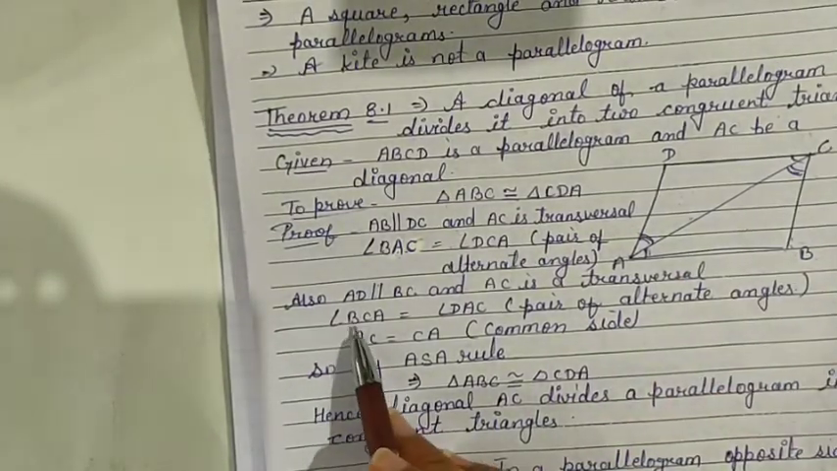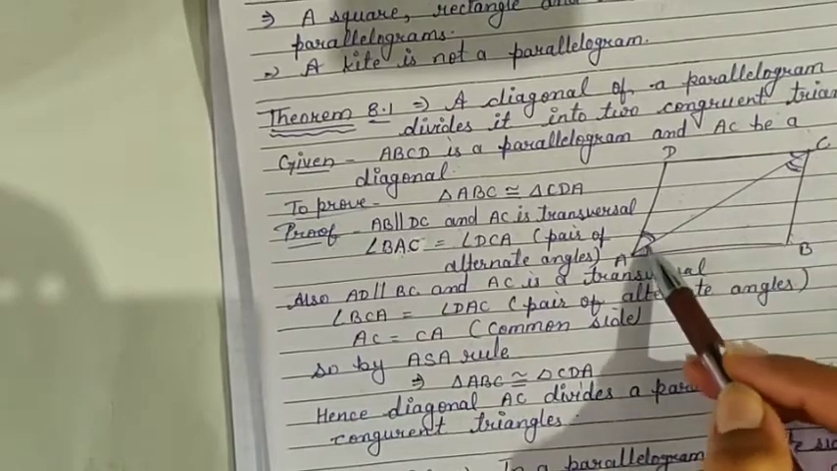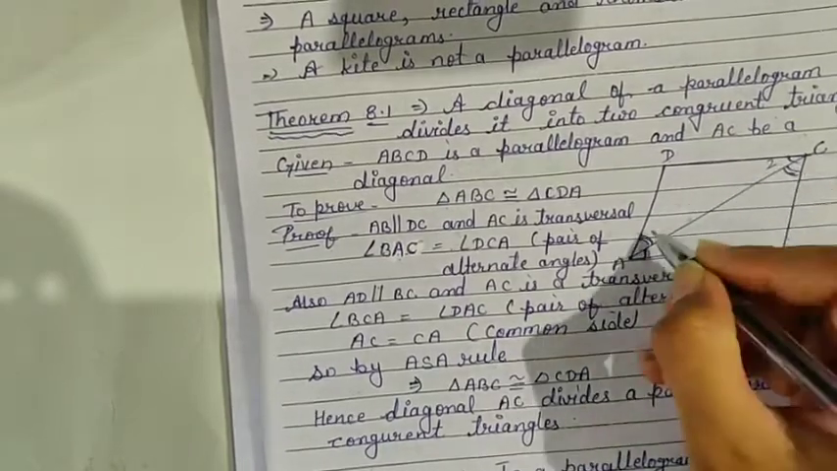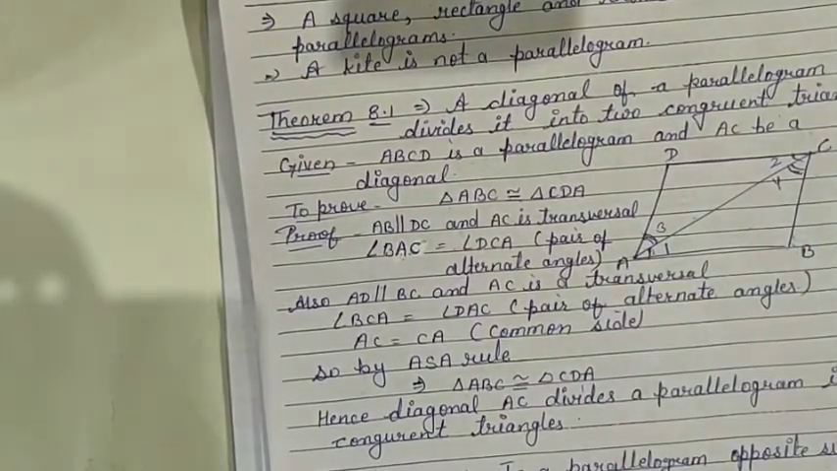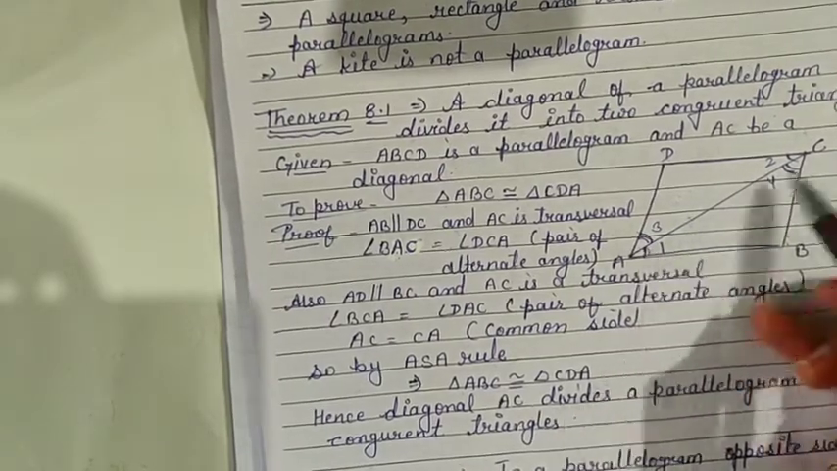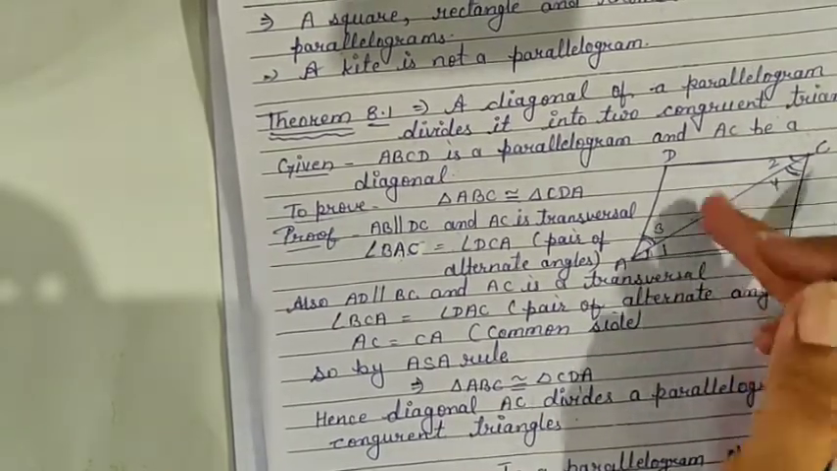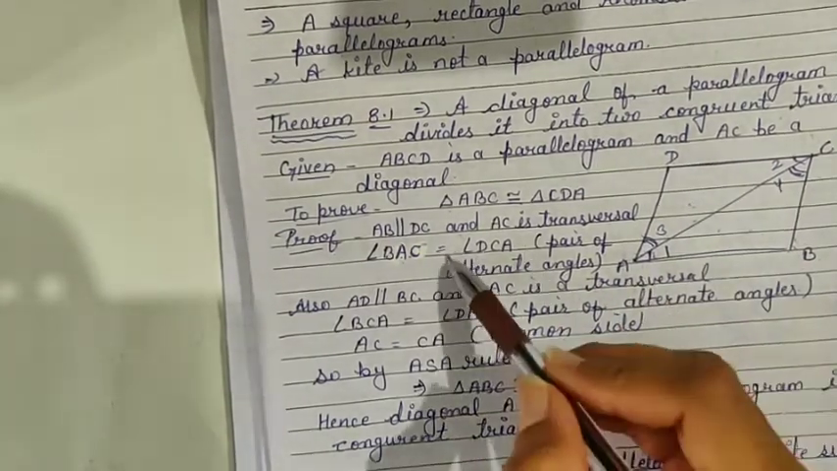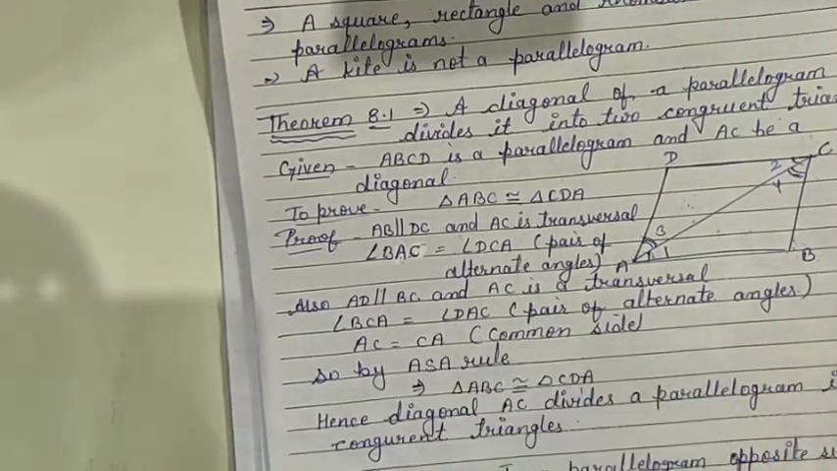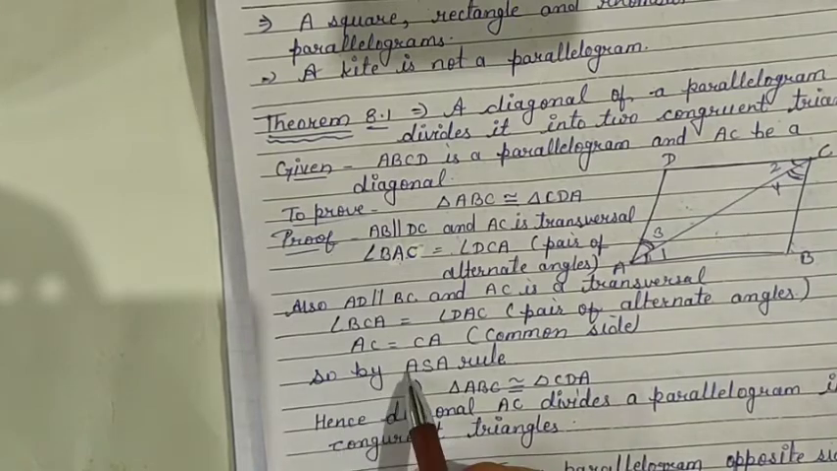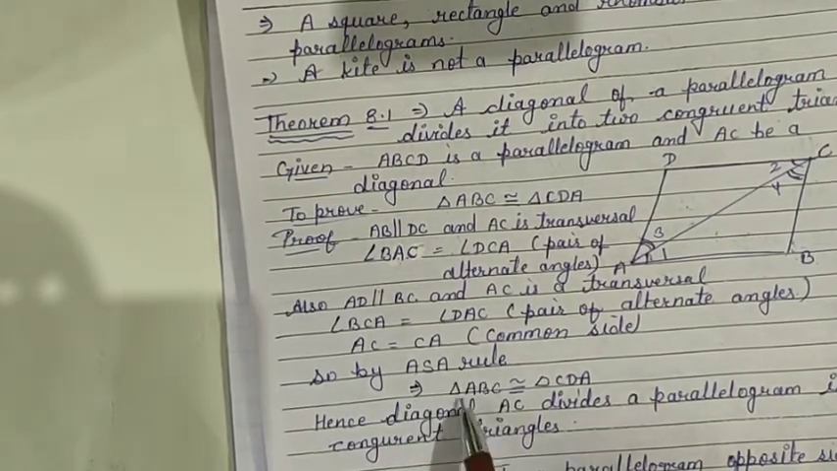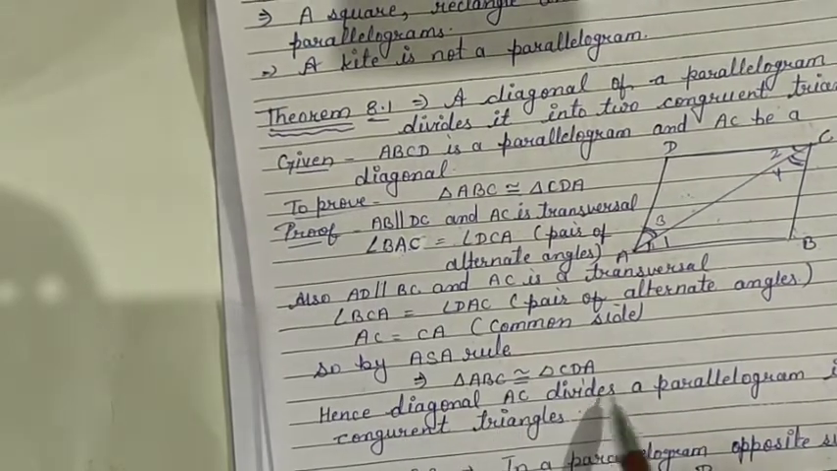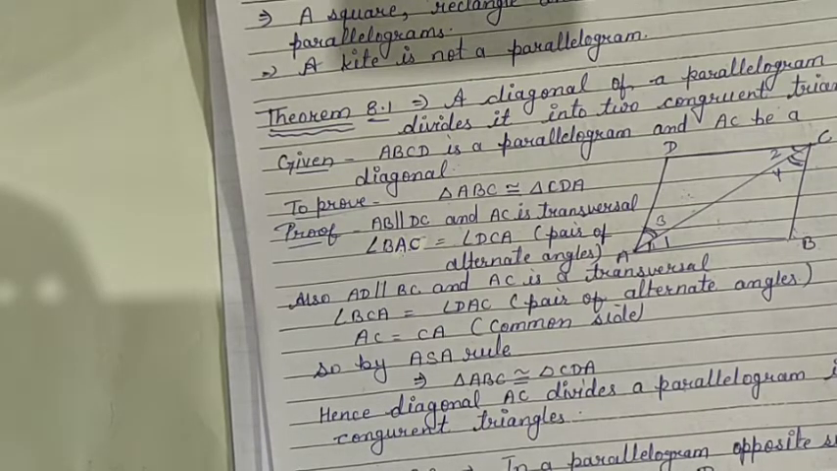It means angle BCA equals angle DAC. Angle 1 equals angle 2 and angle 3 equals angle 4. And AC equals AC, because this is the common side of these two triangles. So these two triangles are congruent because two angles and the included side are equal. By the angle side angle rule, triangle ABC is congruent to triangle CDA. Hence diagonal AC divides a parallelogram into two congruent triangles.